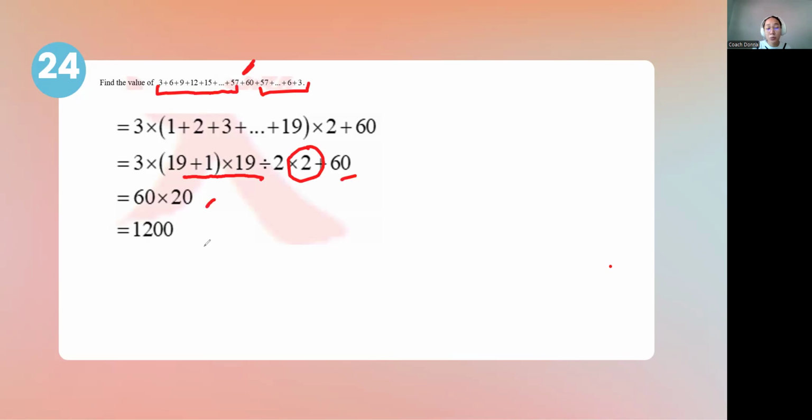So 60 times 2, that's 120, 1,200. 6 times 2 is 12. Copy the 2 zeros. That's 1,200.